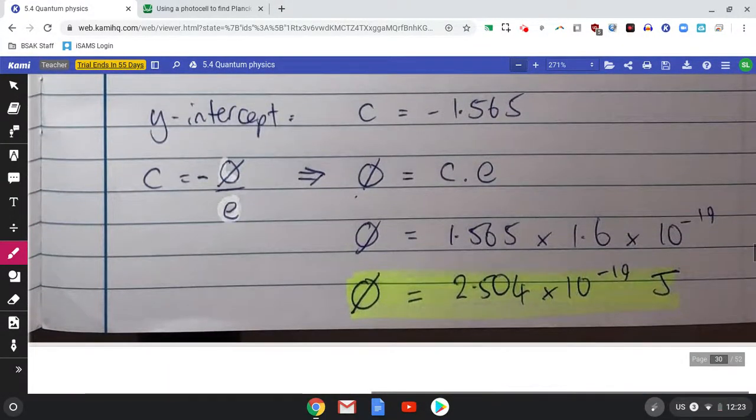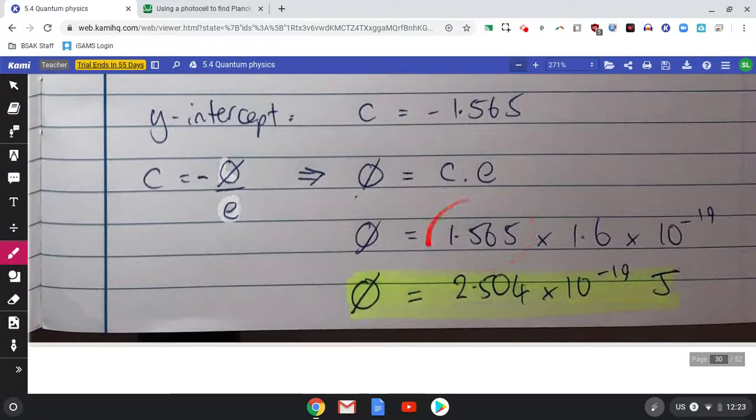Y-intercept. I got minus 1.565. So obviously, the y-intercept is minus psi over e. That gives us a psi of 2.504 times 10 to the minus 19 joules. Now, how much is that in electron volts? We divide that number by 1.6 times 10 to the minus 19. So it's actually this number.